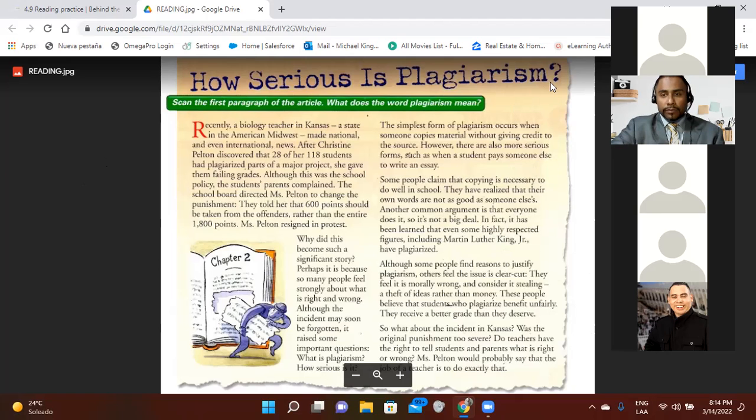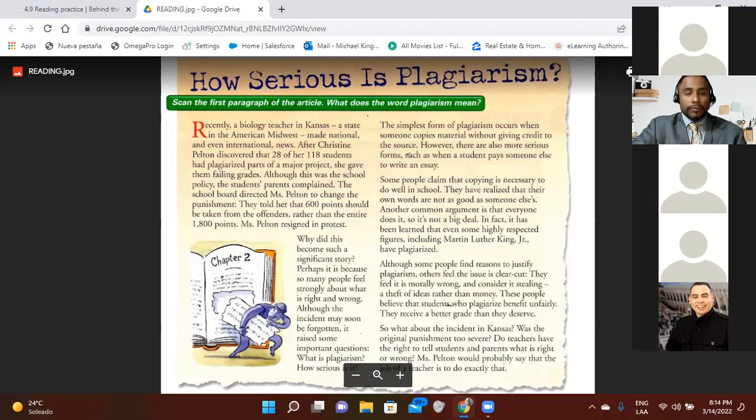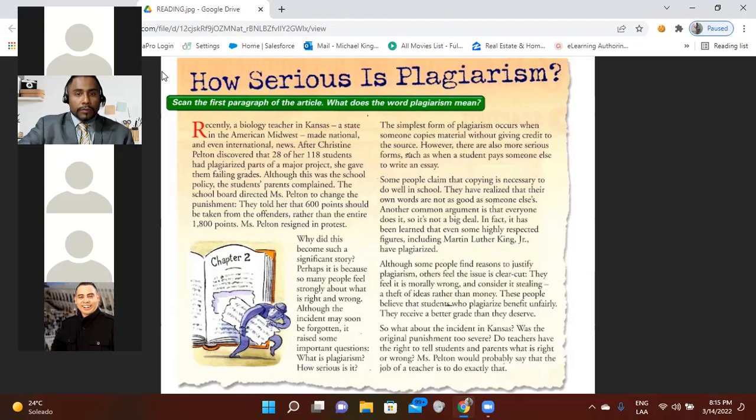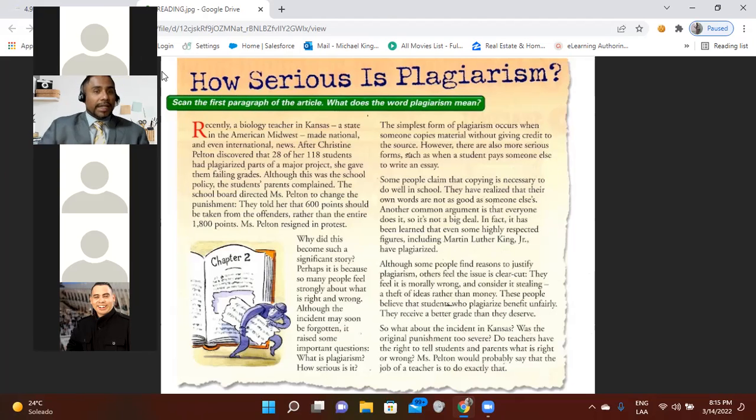Enrique, continue. Why did this become such a significant story? Perhaps it's because so many people feel strongly about what is right and wrong. Although the incident may soon be forgotten, it raised some important questions. What is plagiarism? How serious is it? Very good. Stop right there. Go ahead, select somebody to continue.